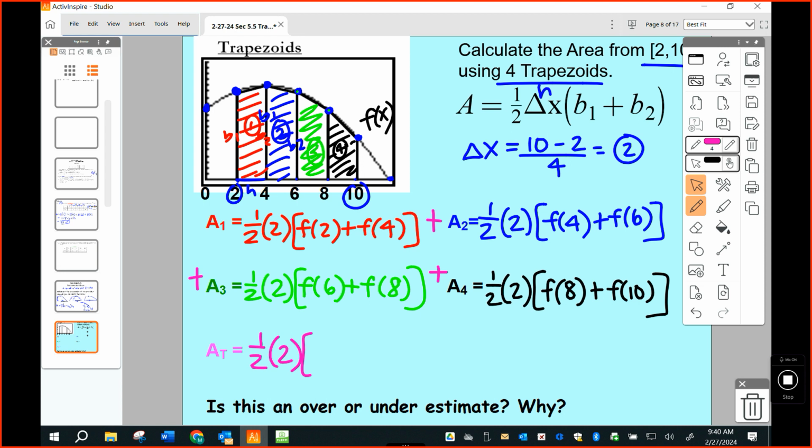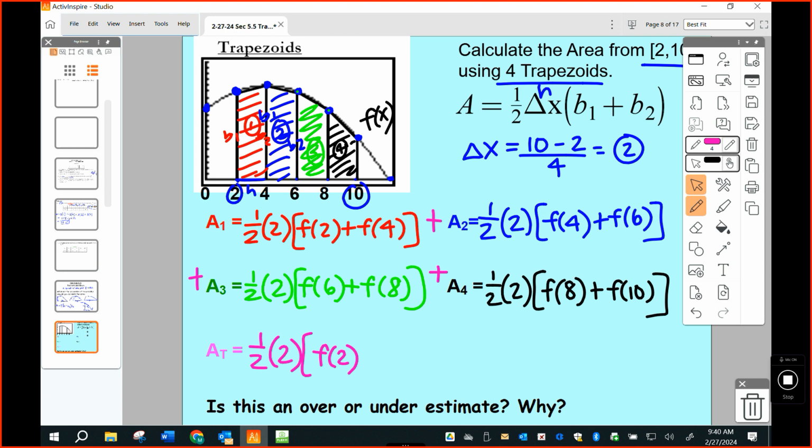So we're going to add f of 2 plus f of 4 plus f of 4 plus f of 6 plus f of 6 plus f of 8 plus f of 8 plus f of 10. Do I need to write those all out separately? No. F of 2 plus 2 f of... How many f of 2's do I have? I only have one. Why do I only have one f of 2? Because that base does not share a side with any trapezoid, right? It's the end. So we only have one of them.